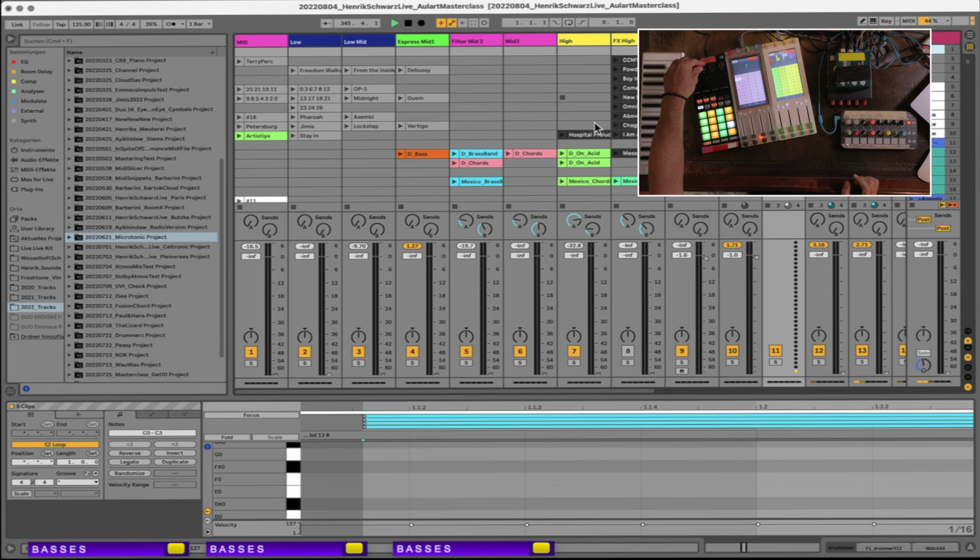Kick drum, hi-hats, snare, percussion. That's the volume of the kick drum. Volume of the hi-hat, volume of the snare, volume of percussion.